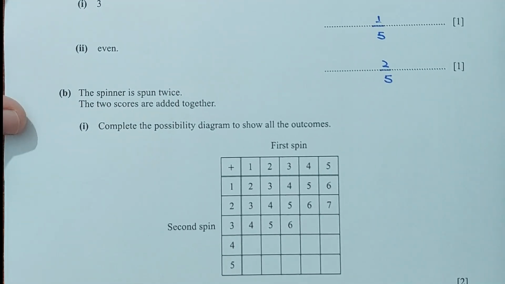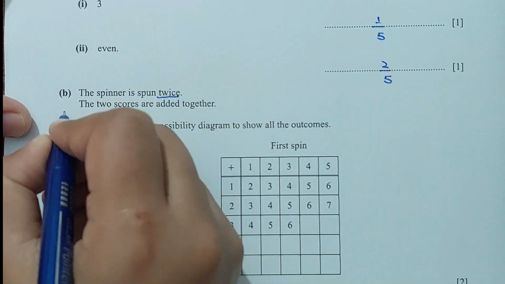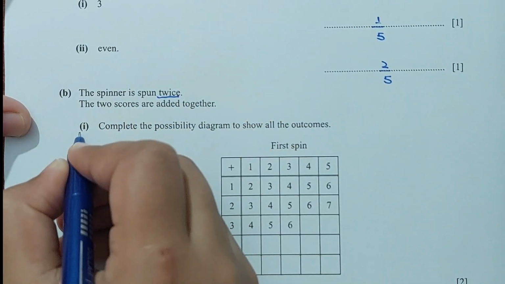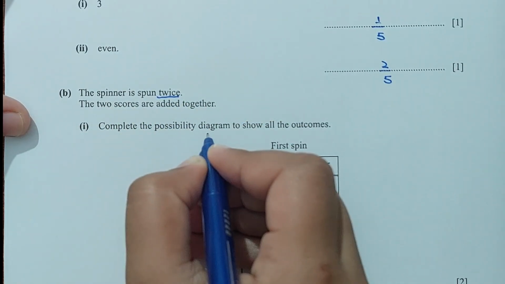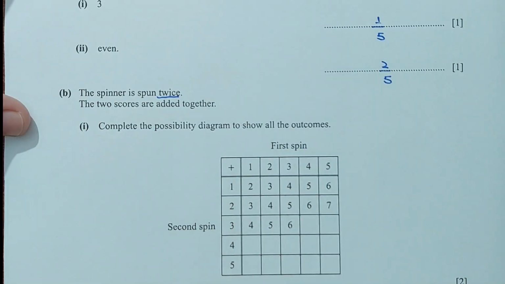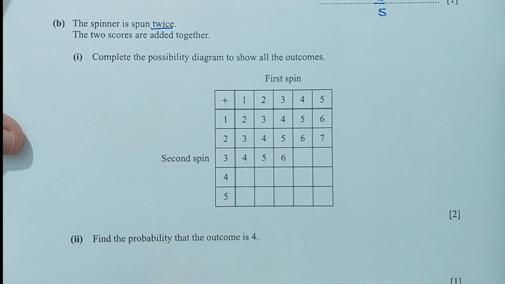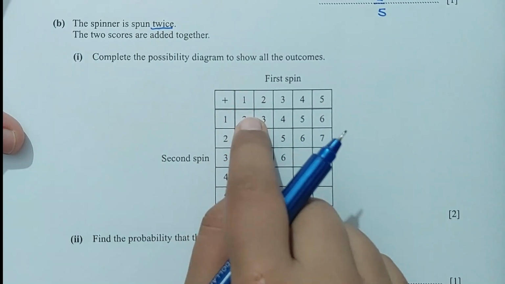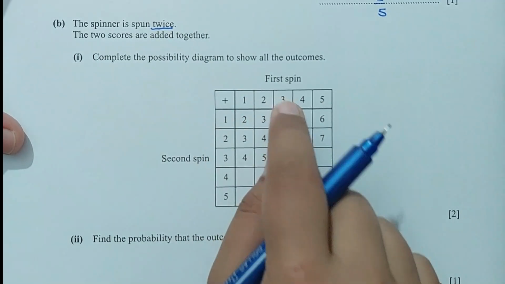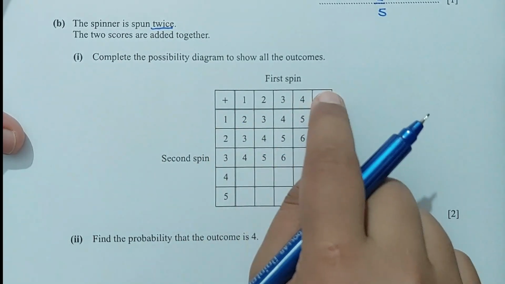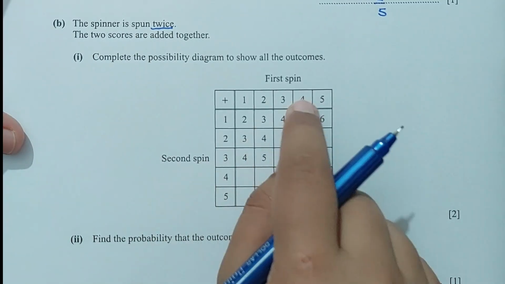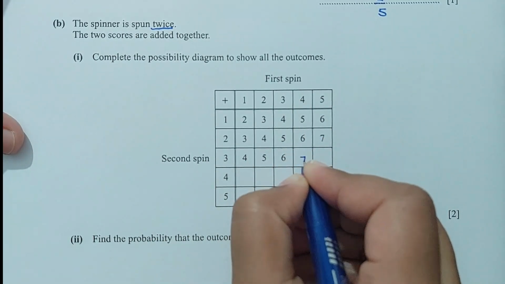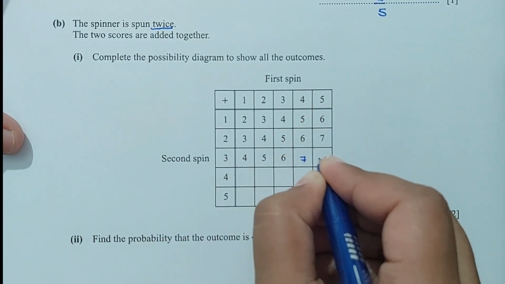All right. Now for part B, the spinner is spun twice. The two scores are added together. Number 1, complete the probability diagram to show all the outcomes of the first spin and the second spin. So added together: 1 plus 1 is 2, 1 plus 2 is 3, 1 plus 3 is 4, 1 plus 4 is 5, 1 plus 5 is 6. Then 3 and 4 is 7, and 3 and 5 is 8.